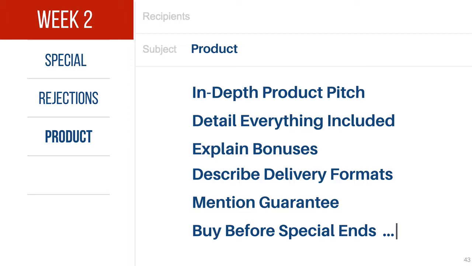This is amazing. So detail everything included, explain the bonuses, describe the delivery formats, mention the guarantee if you haven't done so already. Of course, reiterate the special. The special is going to end soon. You've only got a couple of days left to get this special. It could be a bonus you're taking away. It could be several bonuses you're taking away. It could be 50% off that they're going to miss out on, something like that. The product itself could be going away. It's up to you to decide what kind of special you offer, but really reiterate the fact that it's not going to be available at the end of this week.